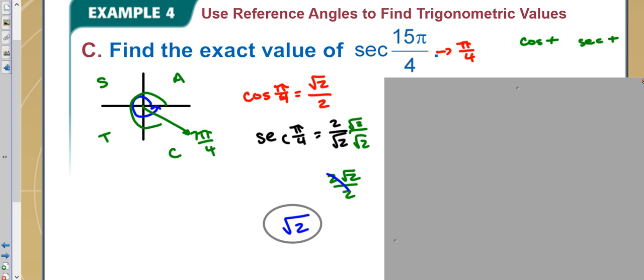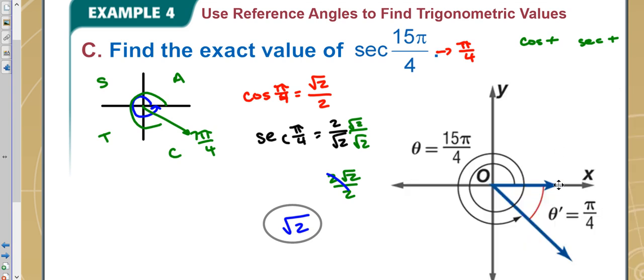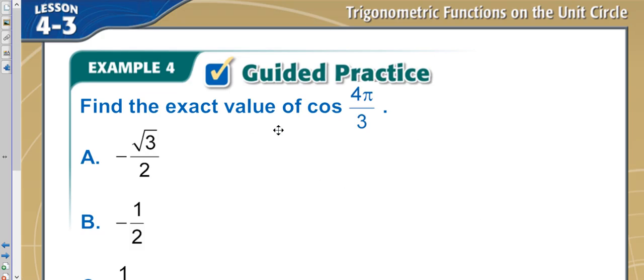Here's their little image. And you'll see that, yep, it was located in the 4th quadrant. Again, all students take calculus. This is in the cosine quadrant. Since these are reciprocals, it also was positive. Now you try this one.